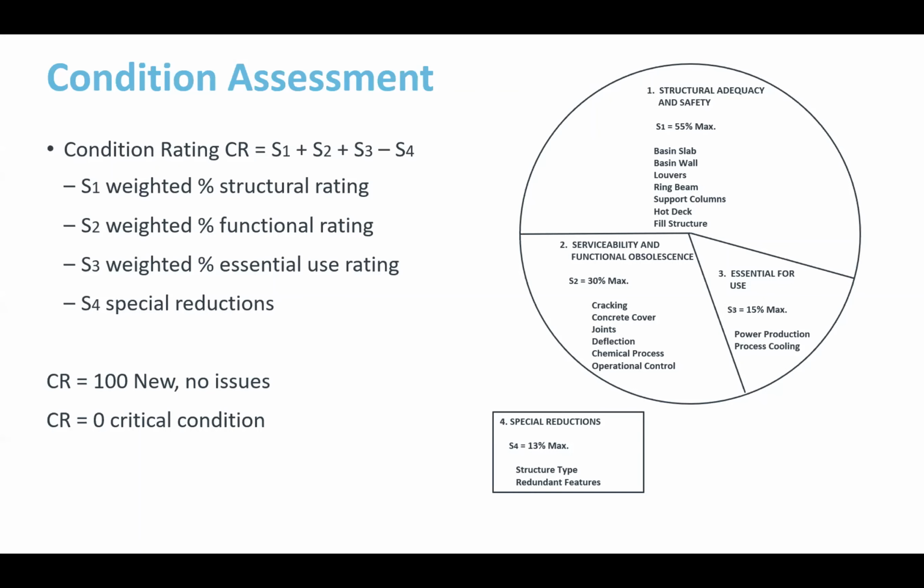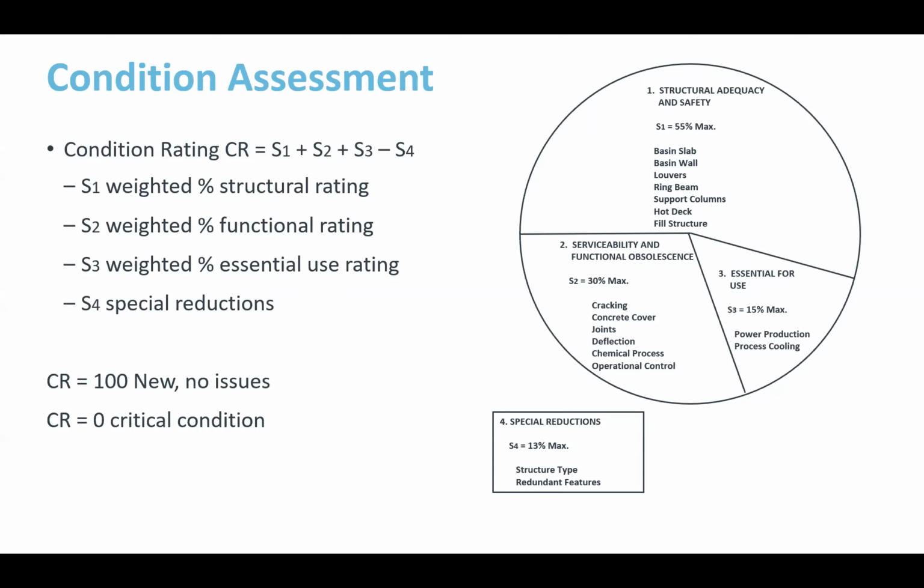Essential for use, item number 3, power production or process cooling. How critical is this cooling tower to the operation of the power plant? It's obviously very important. Some can have portions of them shut off while the other cells still work. But if you have any loss of structural support for a cooling tower, you effectively cannot run that part of the power production. So it's critical to provide power to the infrastructure.